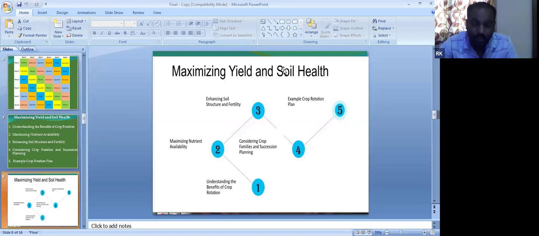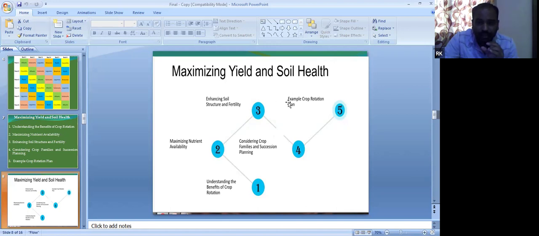Suppose today I cultivate bed 1 and the yield is 1 lakh rupees. The same crop next year also I plant, so automatically it reduces to 60,000. So only 40,000 will be our profit. Why? Because of the depreciation. That's all. So maximizing yield and soil health.